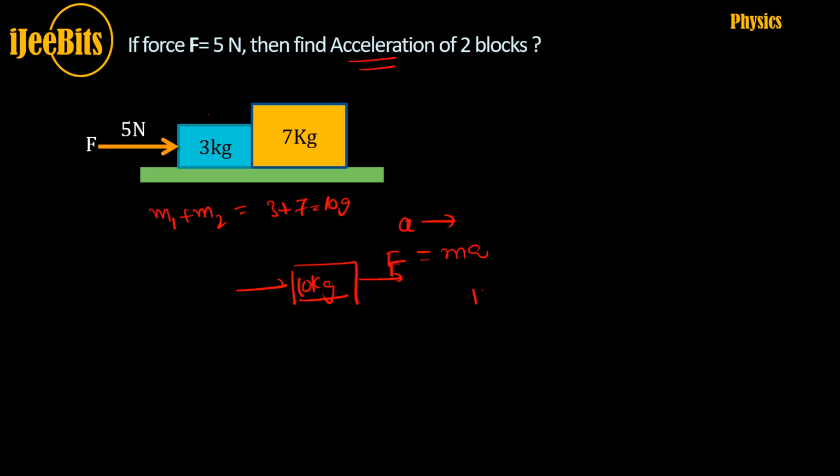And hence MA, so 10 into A equals your 5 newtons. So your acceleration A equals 5 by 10, so 0.5 meters per second square. This is the common acceleration at which the blocks are moving.